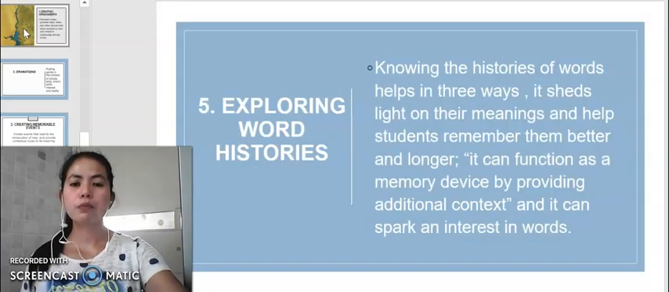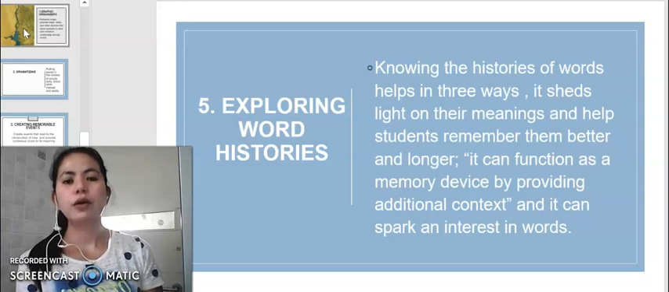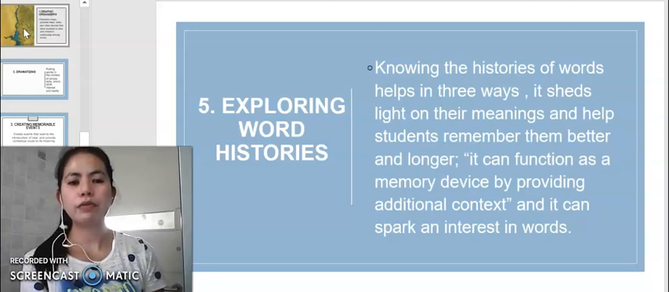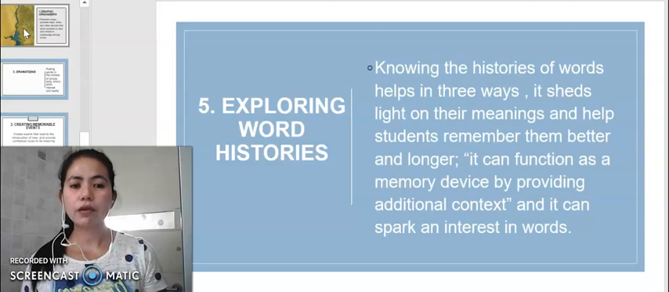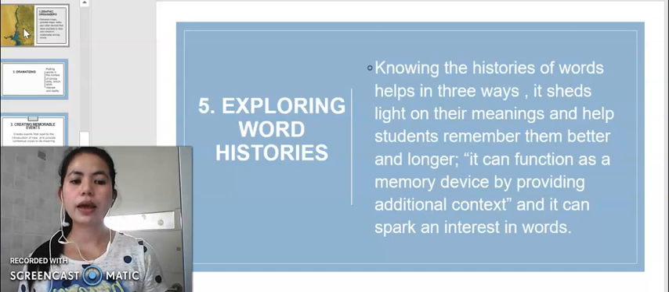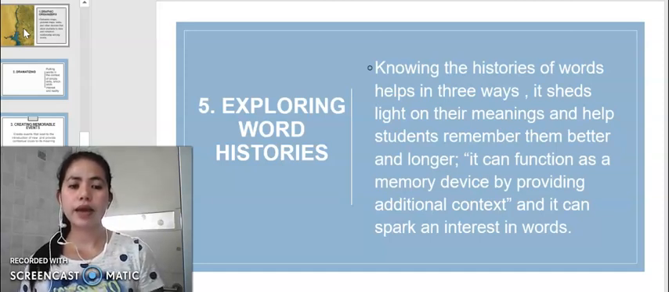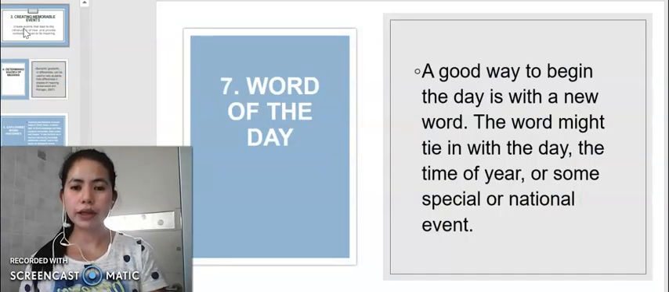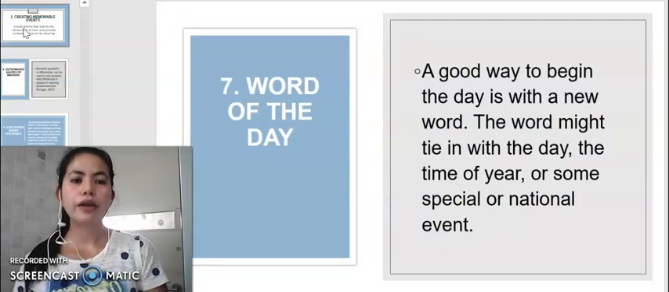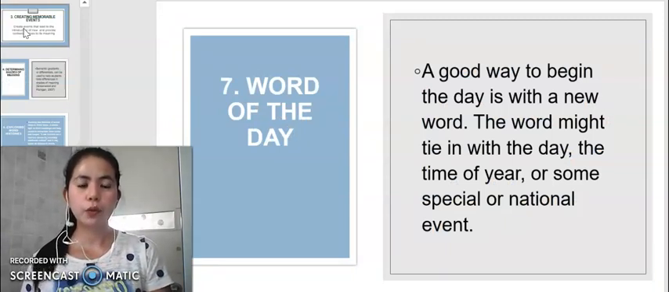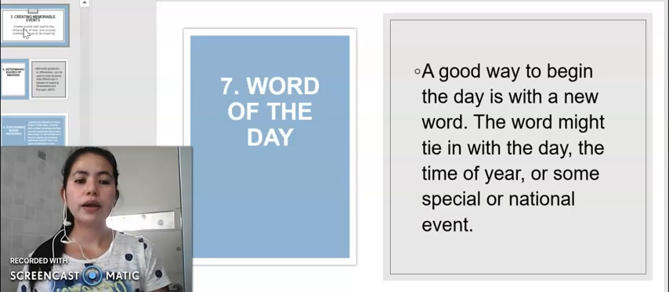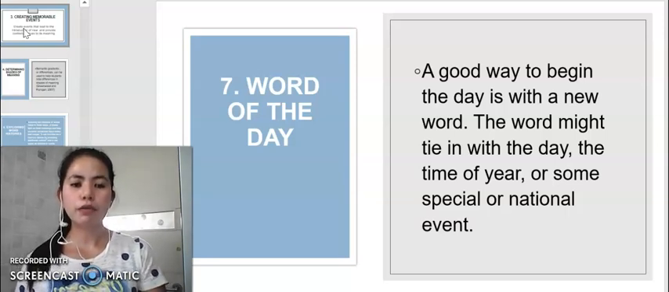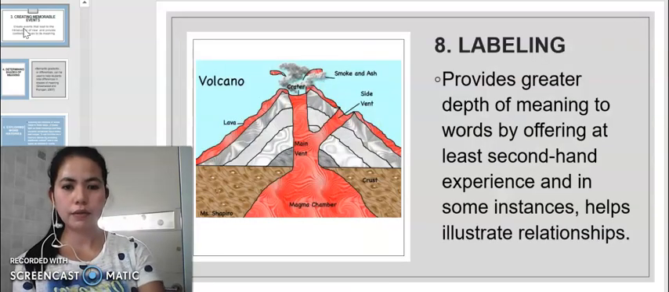Number 5, exploring word histories. Knowing the histories of words helps in three ways. It sheds light on their meanings and helps students remember them better and longer. It can function as a memory device by providing additional context, and it can spark an interest in words. Number 7, word of the day. A good way to begin the day is with a new word. The word might tie in with the day, the time of year, or some special or national event.